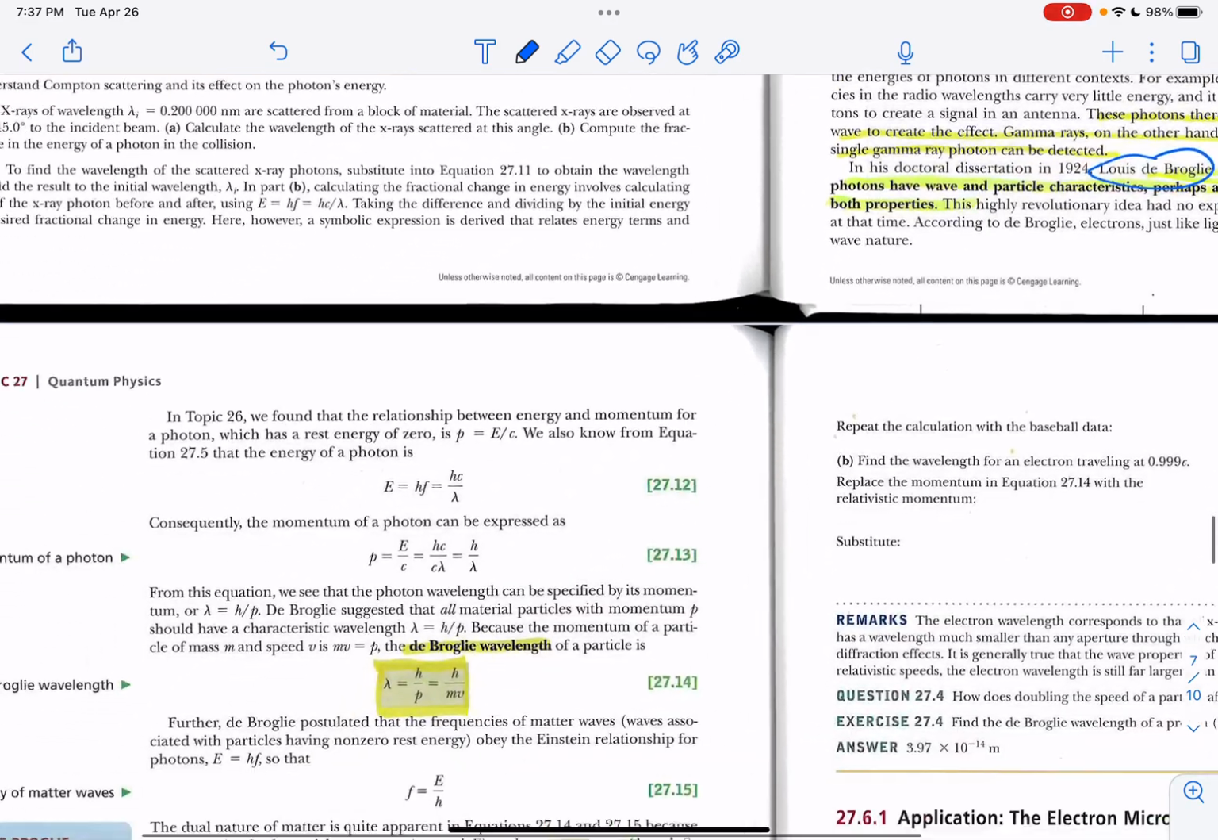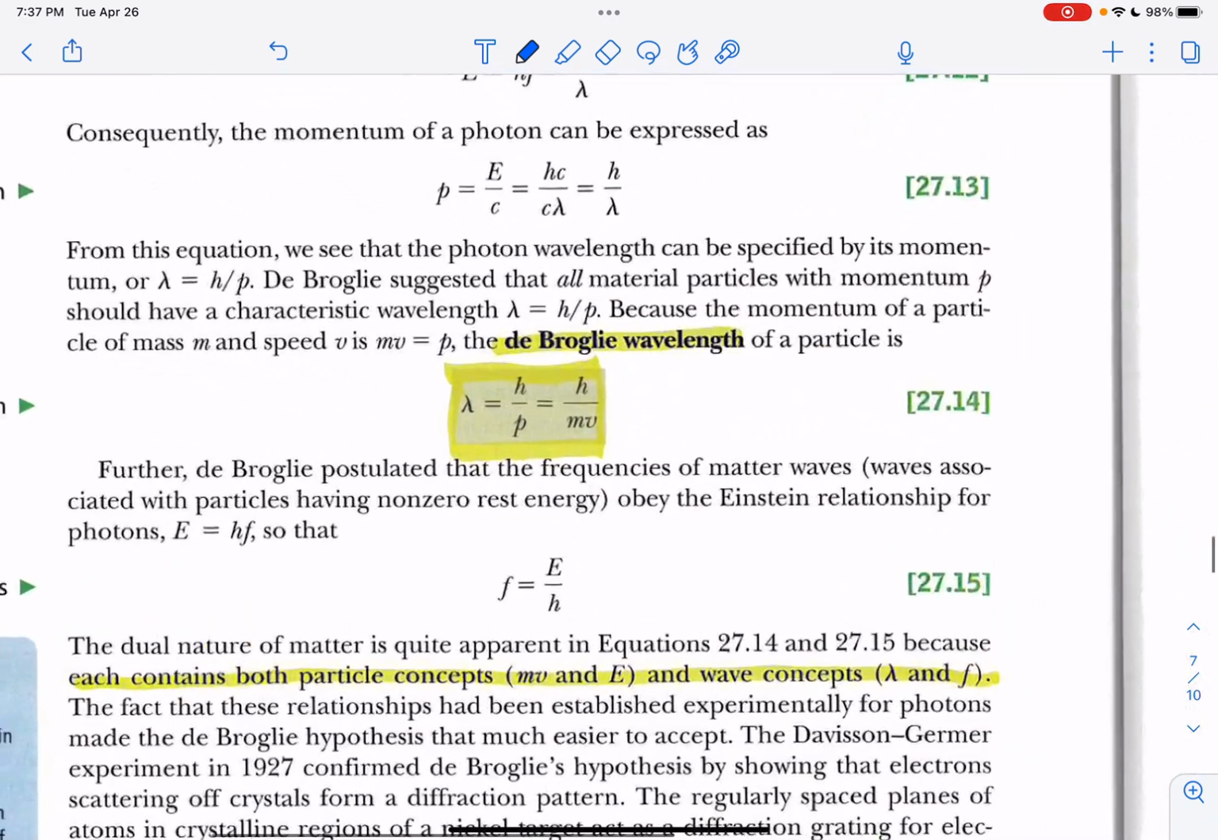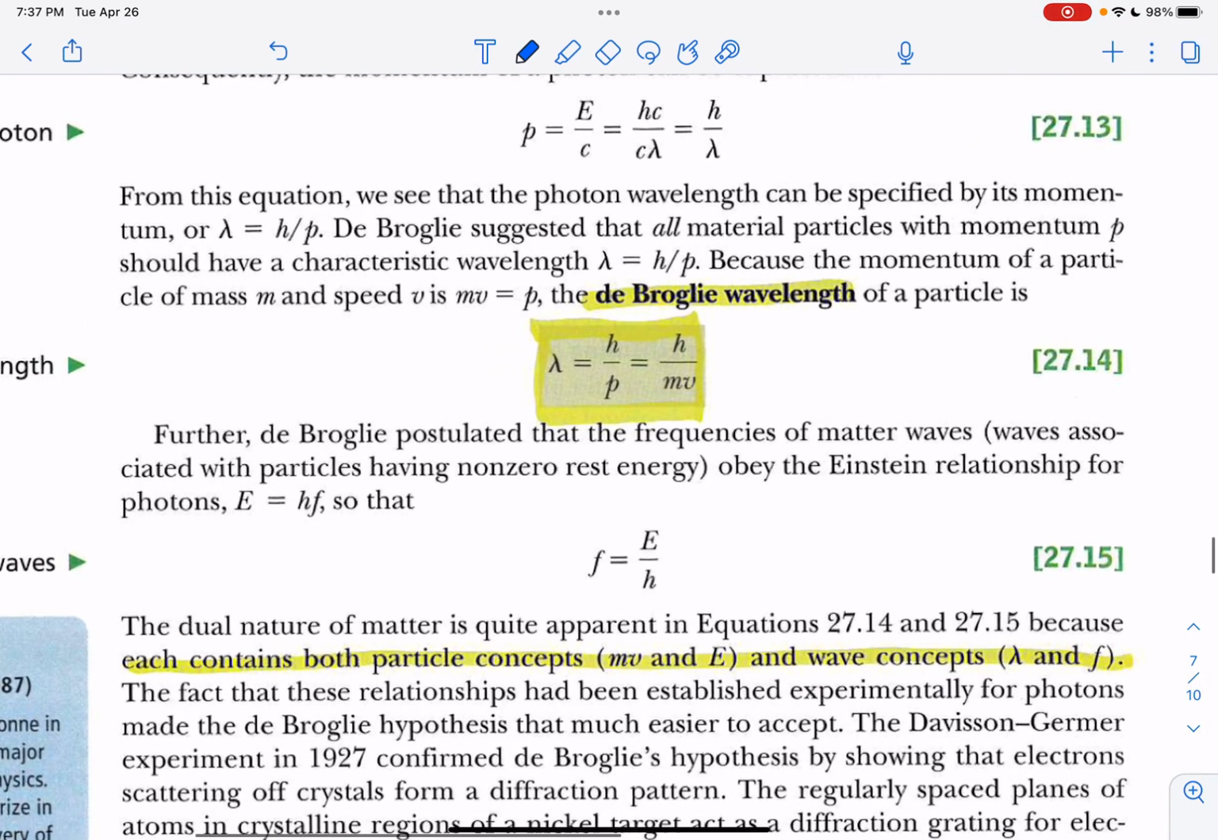And so if we look at the de Broglie wavelength equation, one of my favorite equations just because it's so amazing, here is your mass times velocity, which we understand to be momentum. And we usually think of particles as having momentum. Here is wavelength. We think of waves having this wave characteristic, wavelength. And here they are together in the same equation.